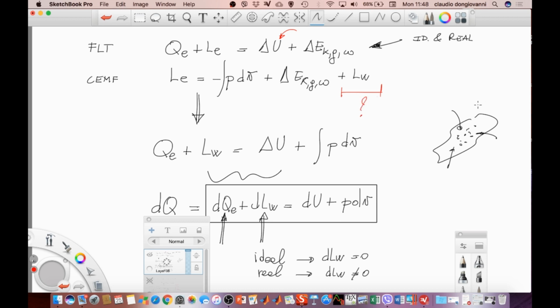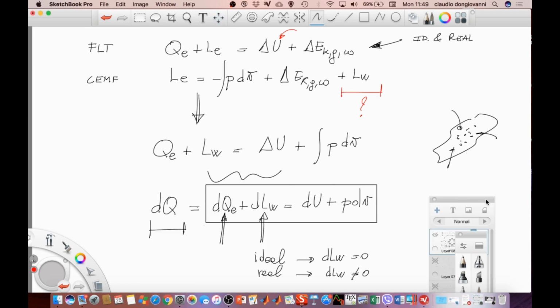Usually we don't know how to calculate it. Or better, we can use this relationship in order to derive the amount of LW. Because no one is usually able to provide us a formulation for LW. We don't know it. It is a question mark, usually. Okay? So ideal, real, all cases, this very important relationship.